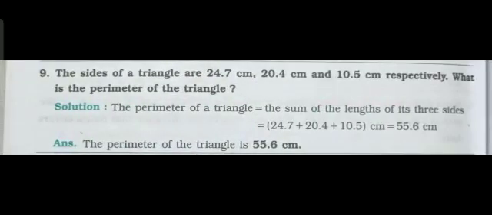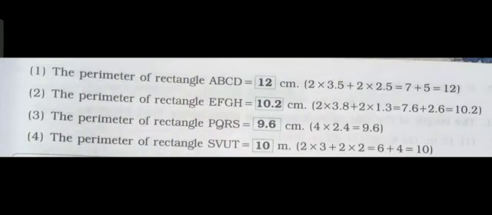The ninth one is that the sides of a triangle are 24.7 centimeter, 20.4 centimeter and 10.5 centimeter respectively. What is the perimeter of the triangle? Now they have given the 3 sides of the triangle and you are supposed to find the perimeter of the triangle. That is, you have to add all the 3 sides. So the perimeter of the triangle is equal to the sum of the lengths of its 3 sides. So you will add all the 3 sides, you will get the answer 55.6 centimeters. So the perimeter of the triangle is 55.6 centimeter.